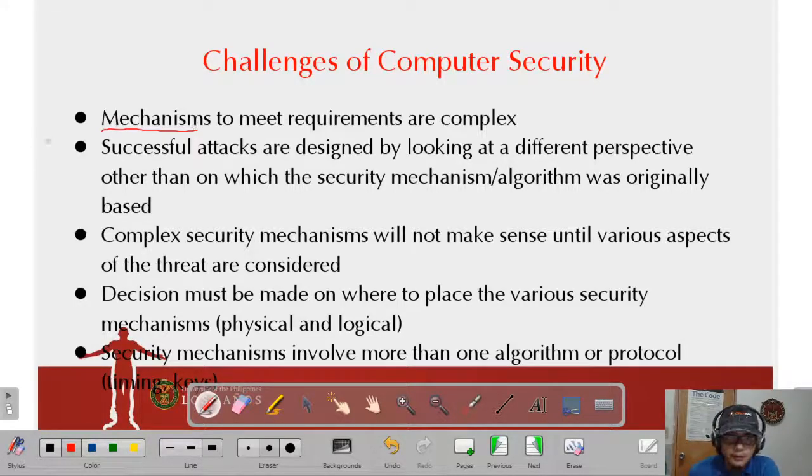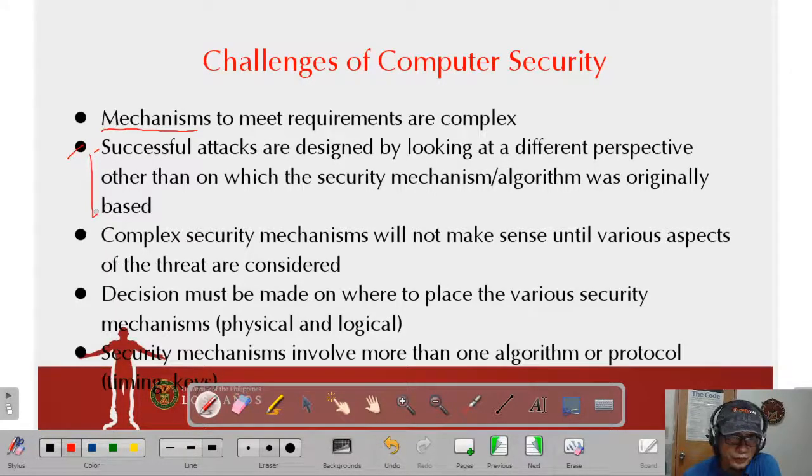The second challenge is that successful attacks are designed by looking at a different perspective than the one on which the security mechanism or algorithm was originally based. Okay, a good example of this is in cryptography. In cryptography, we have different algorithms, and these algorithms have different ways of doing things.